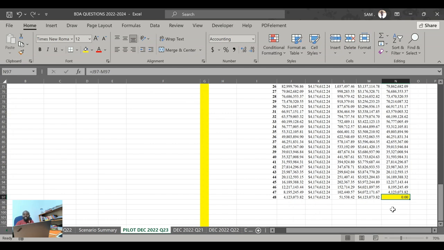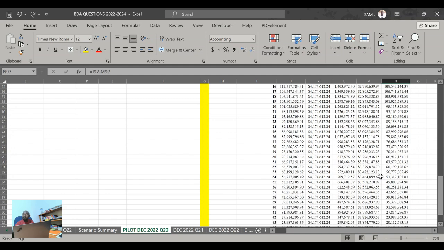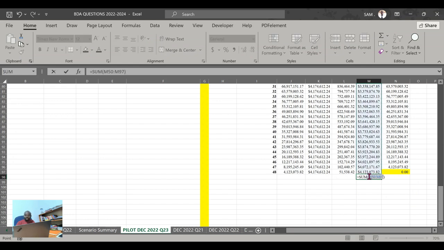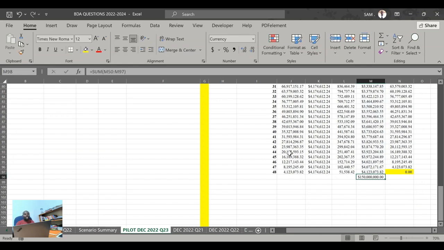Very interesting, right? You can even confirm the amount of the loan by checking on the principal column. I will just go ahead and check on the principal column and you can see that the loan that we took is actually 150 million. Are you able to see that?